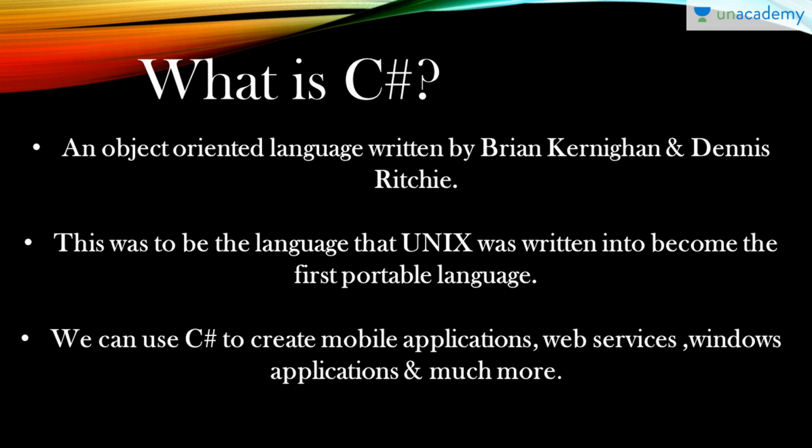Next topic is what is C. It is an object-oriented language written by Brian Kernighan and Dennis Ritchie. This was to be the language that Unix was written in and it became the first portable language. We can use C to create mobile applications, web services, Windows applications and much more.